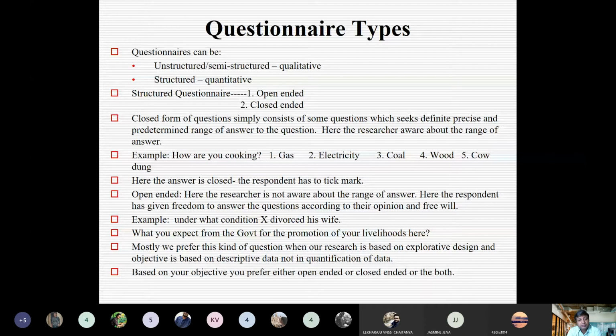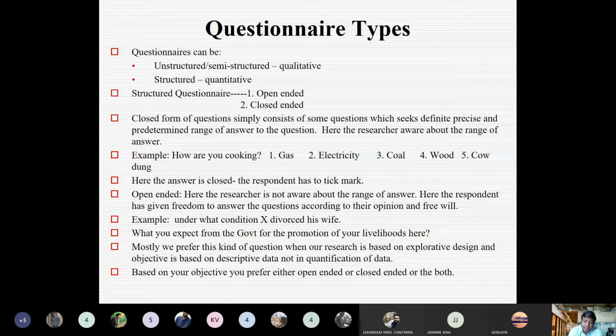What is a structured questionnaire? A structured questionnaire again has two types. One is closed-ended, another is open-ended. See, the closed form of questions simply consists of questions which seek a definite, precise, and predetermined range of answers. Here, the researcher already knows the range of answers. So in a closed-ended questionnaire, what exactly happens? The researcher already has a certain kind of knowledge, and he already has a range of answers. He has already assumed that these will be the probable answers.